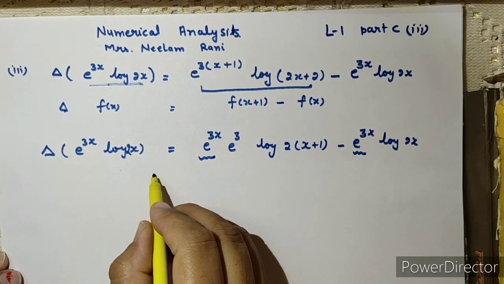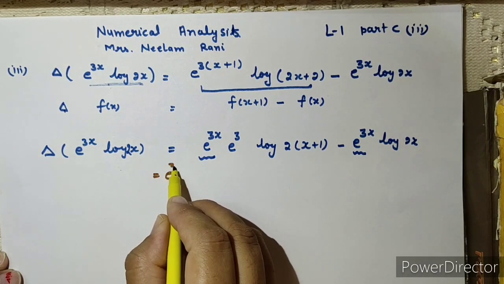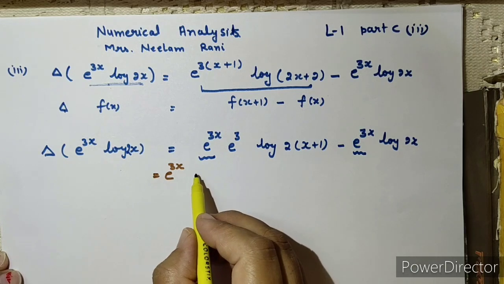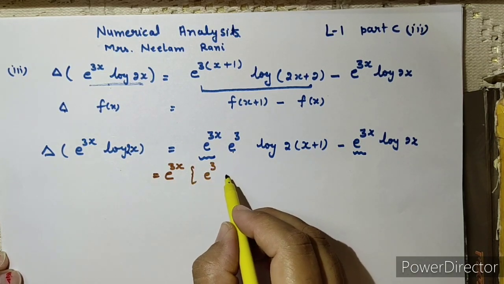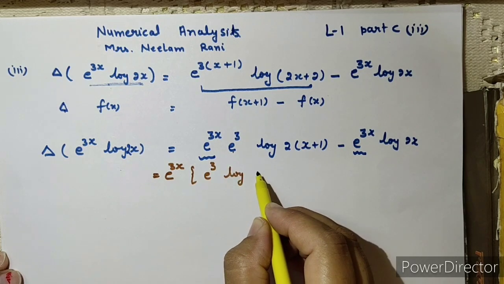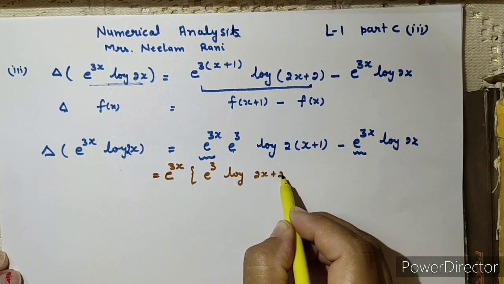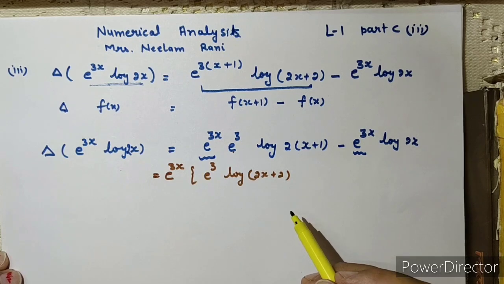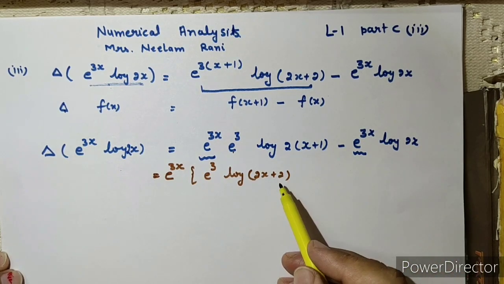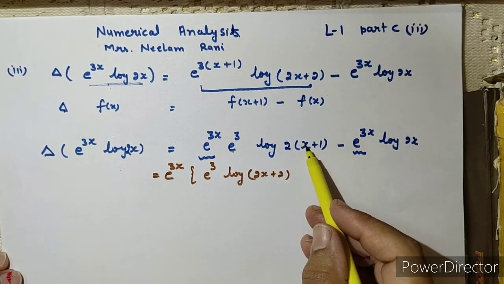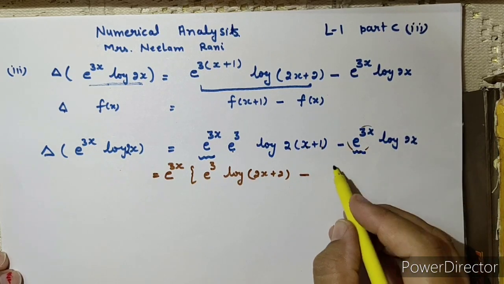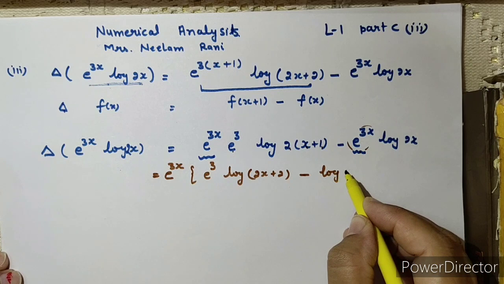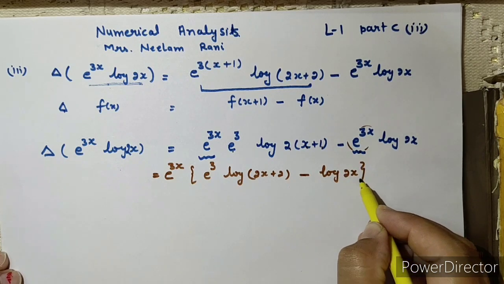So take it outside, e^(3x) and here is e^3 and this is log of 2x plus 2. No, I will not get any log m plus n anything. So I am writing again, multiply this with this one. Here this term is outside. So balance is log of 2x.